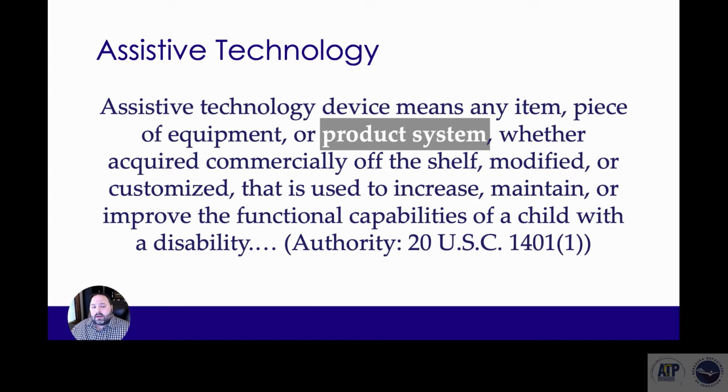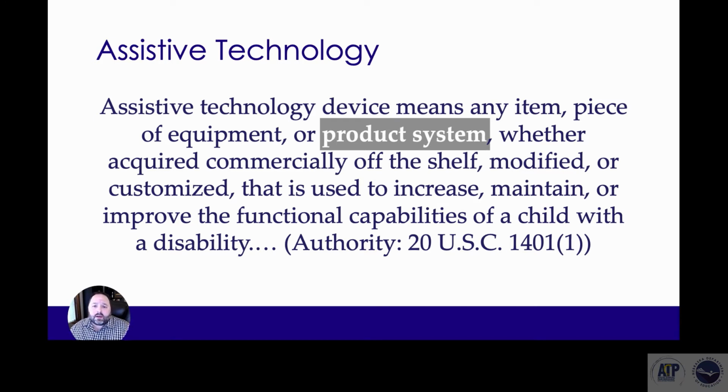Next, piece of equipment or product system. Well, what is a system? We're talking about two or more things working together to function as assistive technology. And sometimes we are using those things concurrently, and sometimes we are using them at different parts of the day for similar reasons. Let me give you an example.